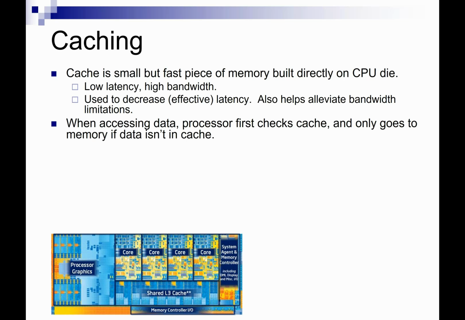Whenever we access data, the processor first checks whether that data is in the cache. If it's in the cache, then it can get that data directly from the cache and have very small latency. Now sometimes the data is not in the cache. In that case, the processor is going to have to get it from memory. Once it goes to memory, it's going to take several hundred nanoseconds, so it's going to be like 100 times slower than if the data were in the cache.